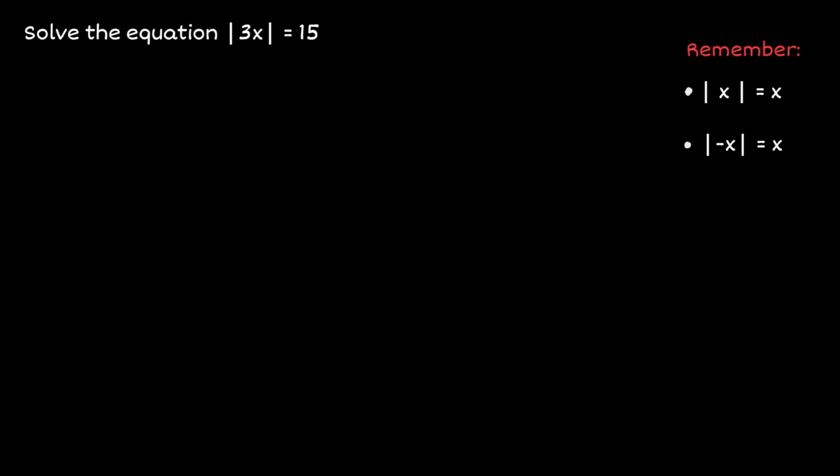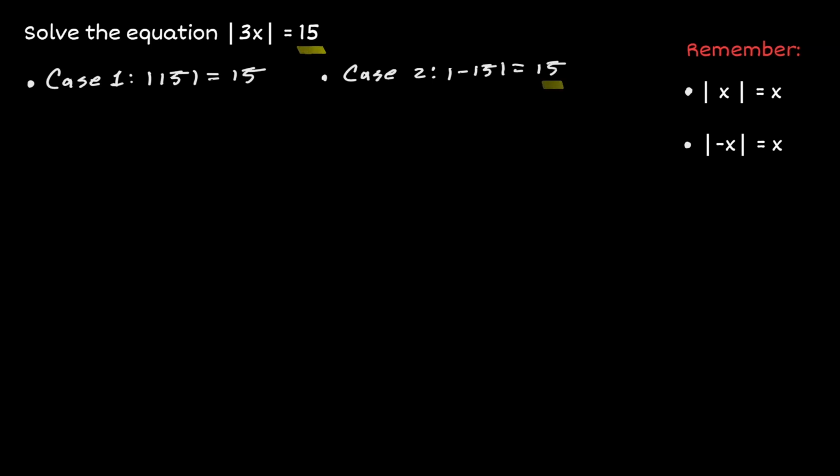We want to see when the absolute value of 3x is equivalent to 15. There are 2 cases that we need to consider. We know that if we take the absolute value of positive 15, that is equivalent to 15, which is what we're looking for. But also, if we take the absolute value of -15, that is also 15, which is what we're looking for. So to solve this equation, we have to solve both cases, where the inside of the absolute value is equivalent to positive 15, and where the inside of the absolute value is equivalent to -15.